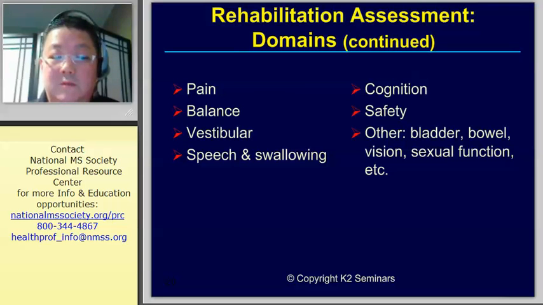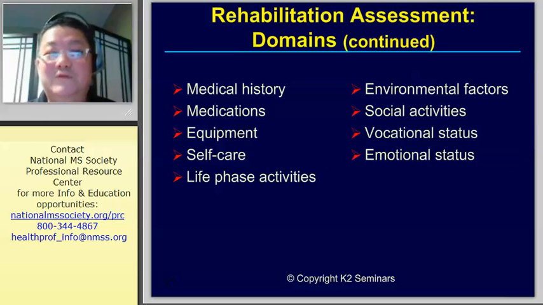Pain, balance, vestibular, speech and swallowing, these pieces we can address. Pain and balance and vestibular we certainly can address. Speech and swallowing you're going to have to hand over, as is cognition. Safety can be addressed by all of us, all right? How do they deal with getting around? Are they safe when they even step out of their door, or out of their bedroom, basically? And then dealing with bladder, bowel, vision, sexual function, etc. If you're uncomfortable with that, again, you need to send them out. But send them out quickly so you're not waiting to deal with that unseen piece of the puzzle.